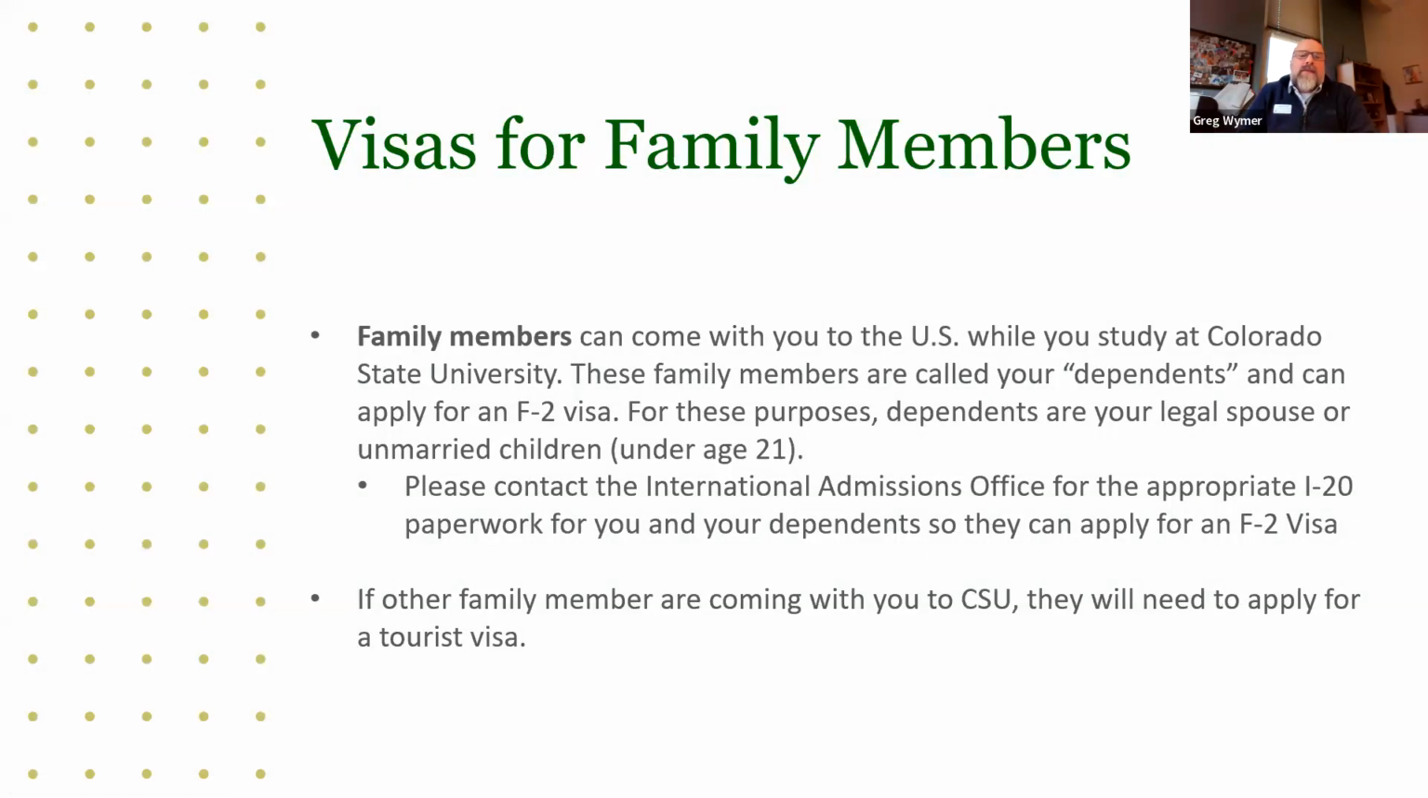Visa for family members. So family members can come with you to the US while you study at Colorado State. So let's say you wanted to bring a spouse, either your husband or your wife or kids. These family members are called your dependents, and they can apply for an F2 visa. For these purposes, dependents are your legal spouse and any unmarried children under the age of 21. So if you're in that situation where you want to bring your family with you, please contact the International Admissions Office for the appropriate I-20 paperwork.